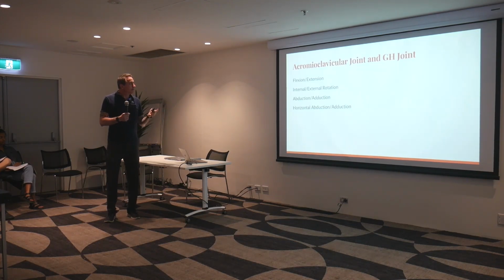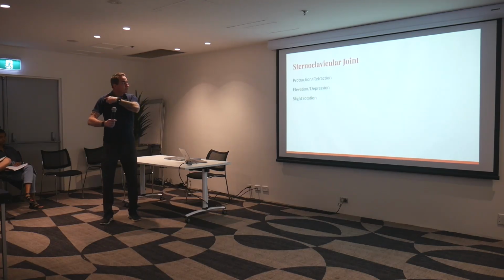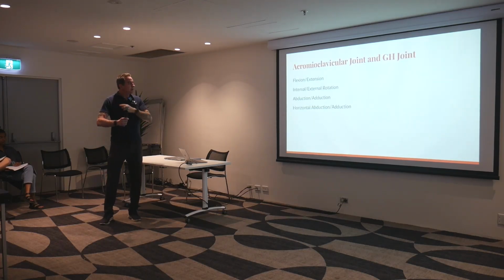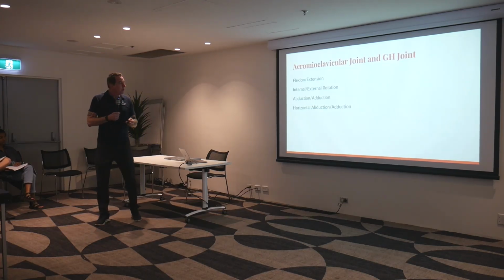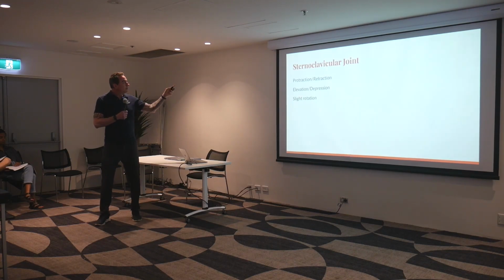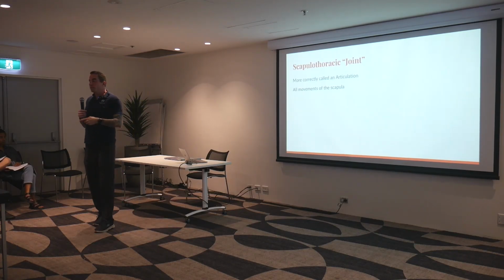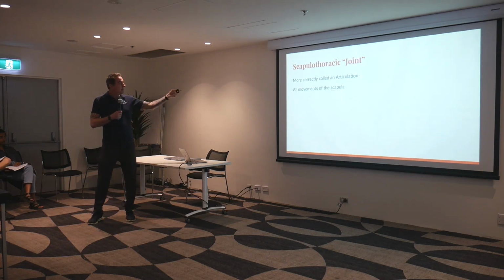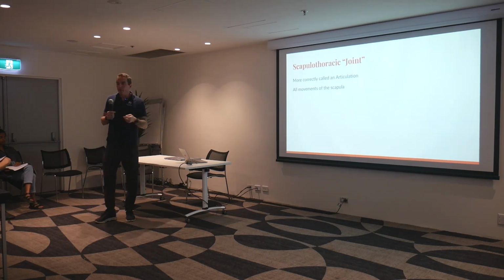The acromioclavicular joint, where the acromion and the clavicle meet, and the glenohumeral joint, and then the sternoclavicular joint. But scapulothoracic joint is not a joint, but it is one of the most important parts of shoulder dysfunction. So I wanted to talk about that as it is an articulation. It's the movement of the scapula.